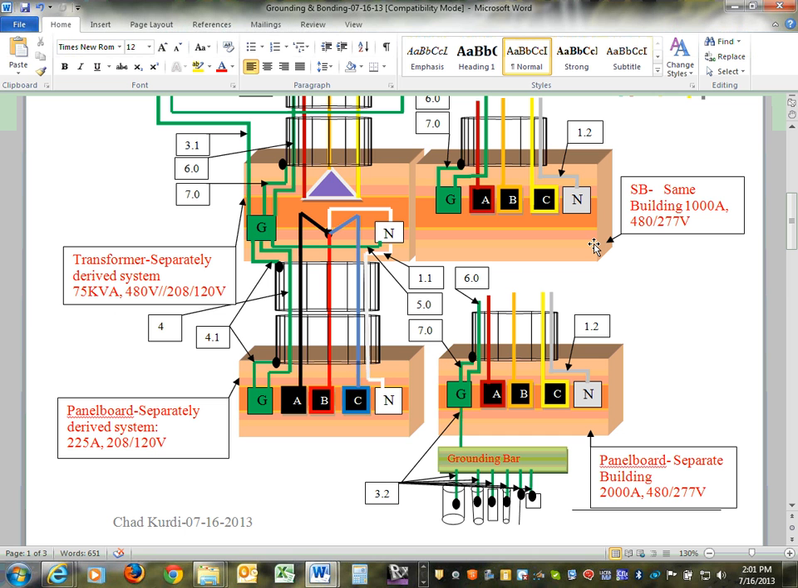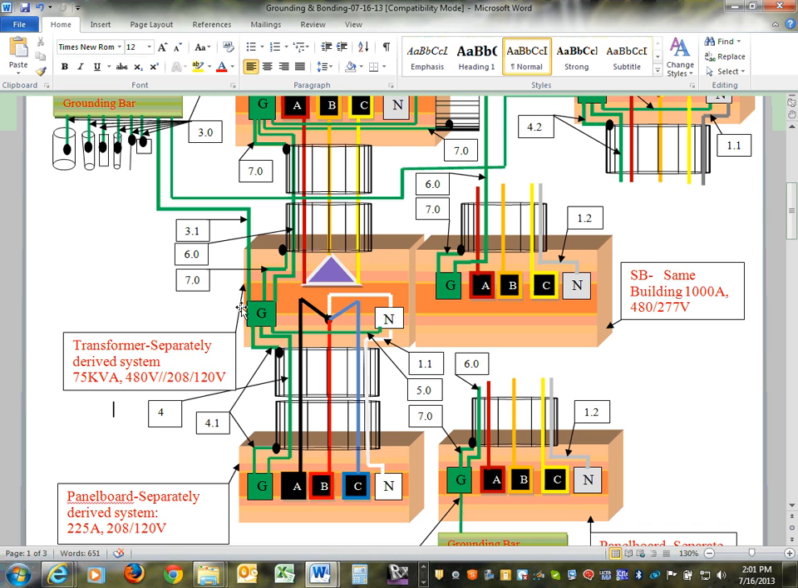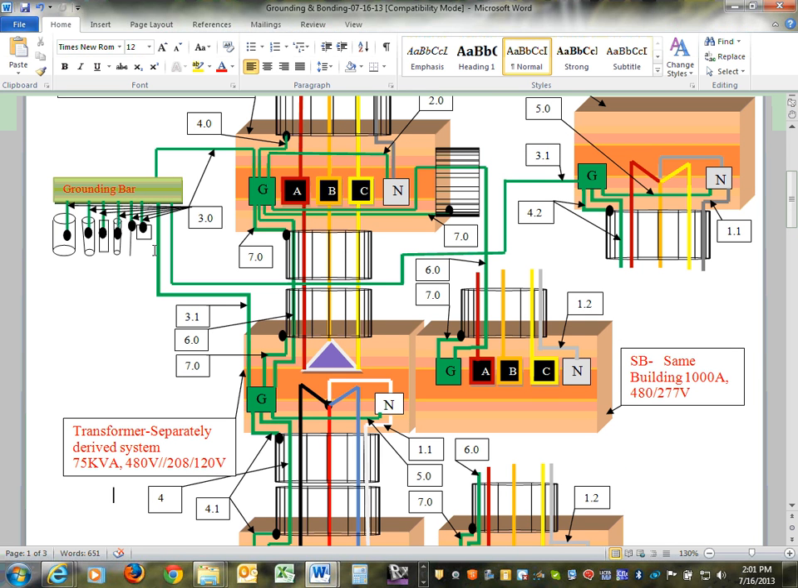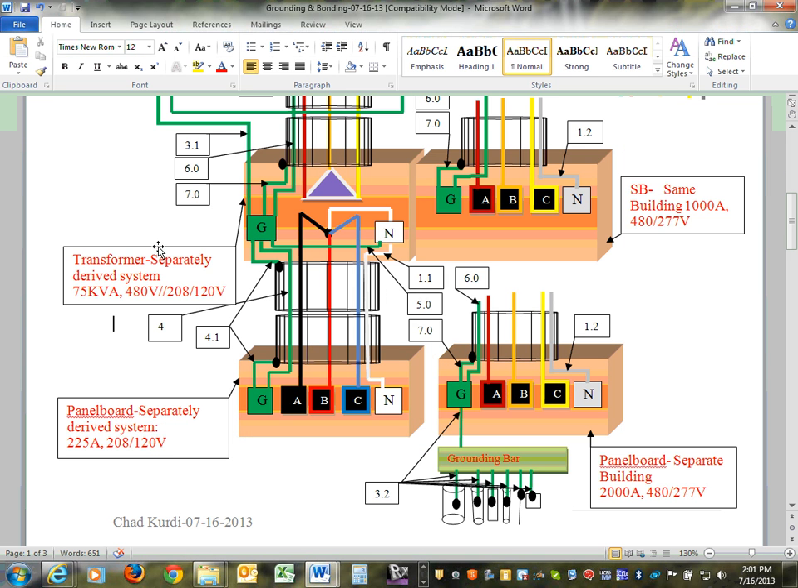Any comments, guys, about grounding and bonding at the separate drive system? So you're allowed to ground and bond at the separate drive system. The most common thing is to grab a grounding electrode conductor and go all the way to the closest grounding electrode system in your building and tie to it.